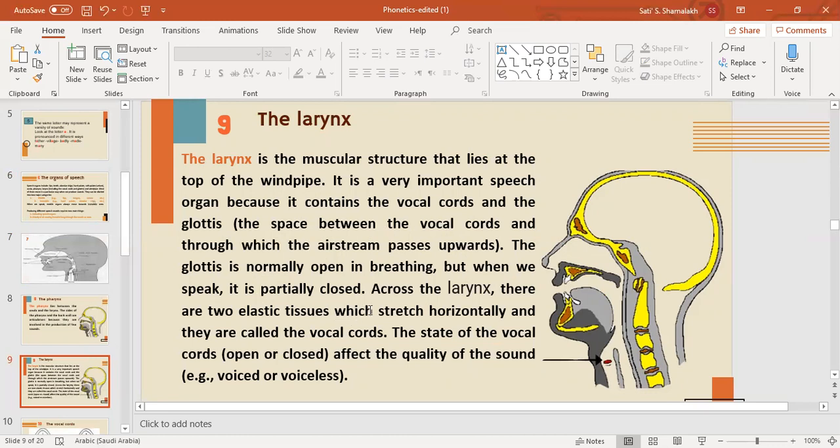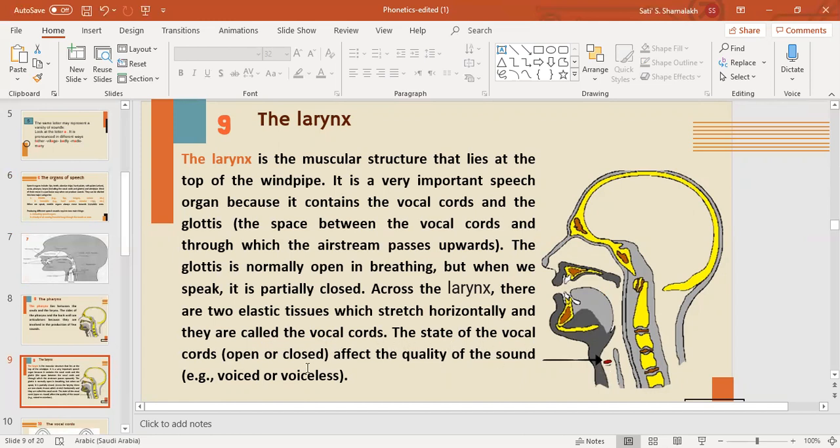The glottis is normally open in breathing, but when we speak, it is partially closed. Across the larynx, there are two elastic tissues which stretch horizontally. Look at the brown. Look at Adam's apple, تفاحة آدم. There is a brown color here, which shows the vocal cords. They are stretched horizontally. بمروا بالحنجرة بالعرض مش بالطول. And they are called vocal cords.